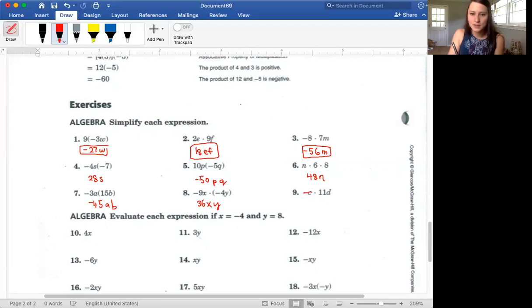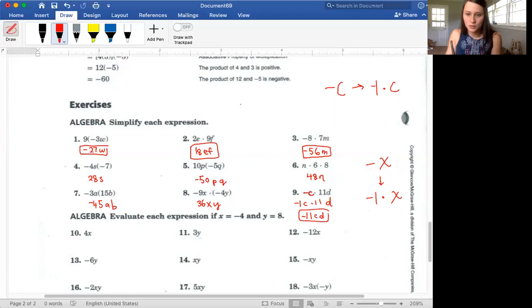And let's take a look at 9. So we've got this -c. Anytime you see a negative variable, like a -x, that's really the same thing as -1 times x. So what do you think -c would be? -c would be the same thing as -1 times c. So if you think of this as -1 times c times 11 times d, well, 11 times -1 is -11. And then I have c and d, so I can bring that down. So my simplified version of that would be -11cd. Notice how I'm bringing that negative out to the very front, writing my number, and then writing my variables. So the pattern is always numbers go first, and then the letters.